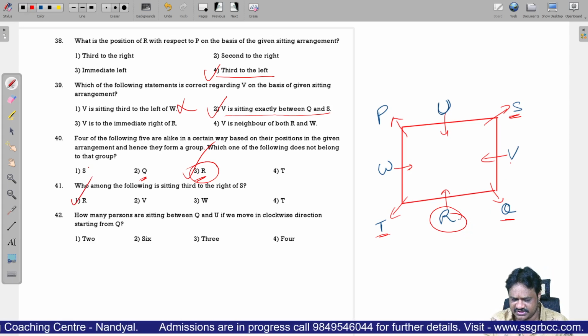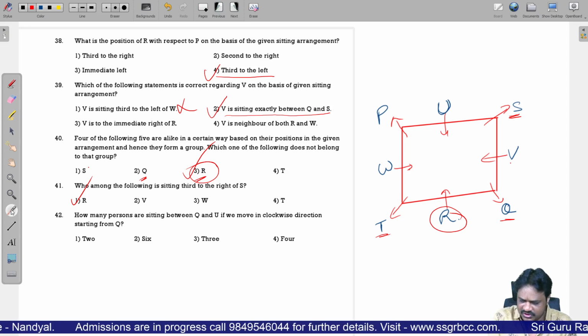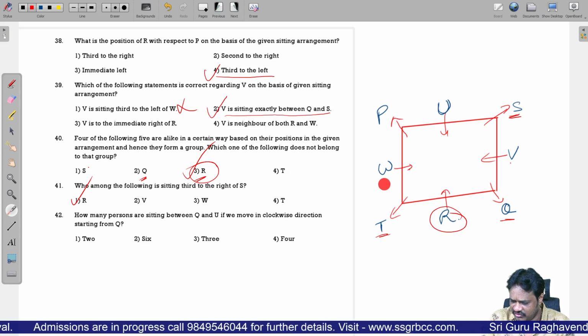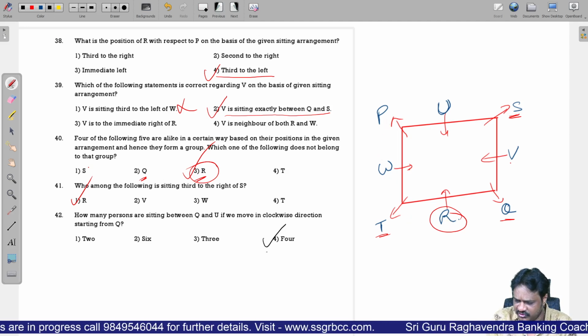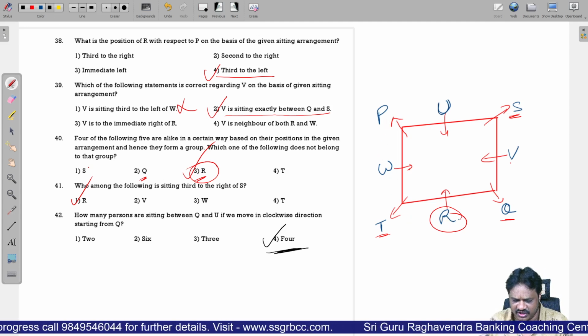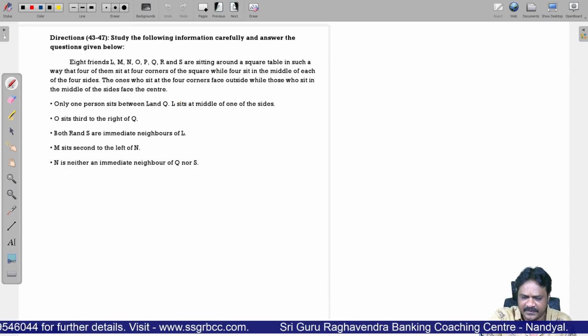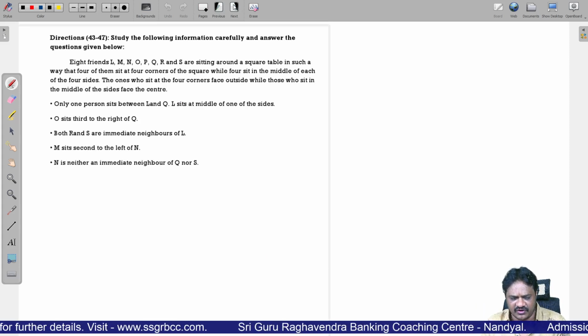How many persons are there between Q and U when you count in the clockwise direction from Q? So this is Q, this is U, clockwise. 1, 2, 3, 4. How many persons are there? 4 persons are there between Q and U. So the answer is 4. 4 is the correct answer. Let us see the next one, 43 to 47.